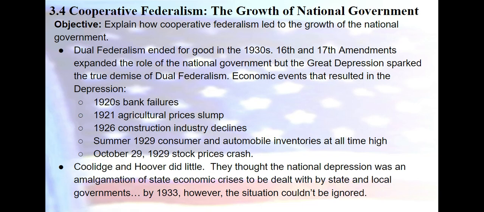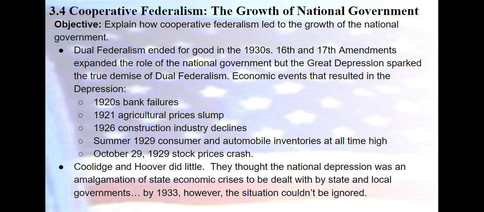Economic events that led to the Great Depression and therefore the end of dual federalism were the bank failures of the 1920s, the crash of the agriculture industry in 1921, the demise of the construction industry in 1926, the fact that by 1929, consumer and automobile inventories were at an all-time high, and they were having difficulty selling them. And then on October 29th, 1929, the crash of the stock market.